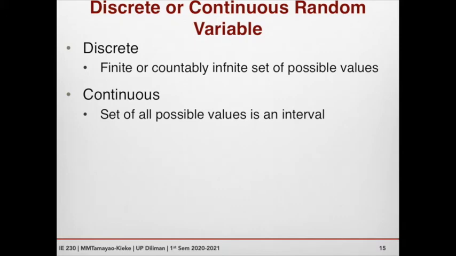Now, a random variable can either be discrete or continuous. A discrete random variable is one with finite or countably infinite set of possible values. Now, continuous random variables, on the other hand, are those whose set of all possible values is an interval.